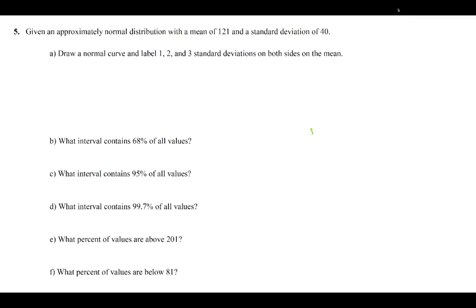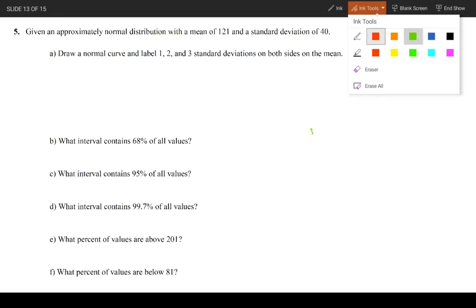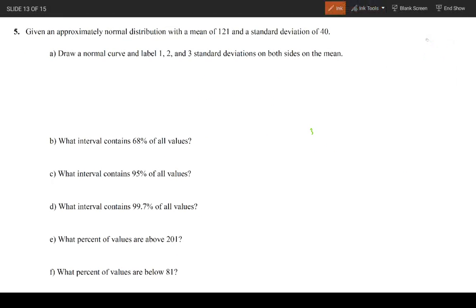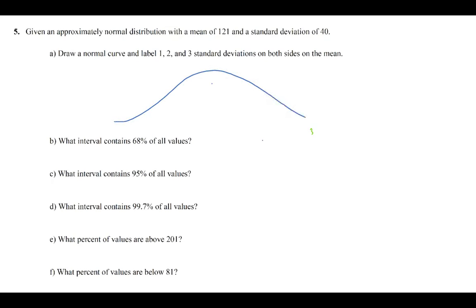All right, this is just a very basic question. Not really applicable, but it helps practice it nonetheless. It says if we have a normal distribution, mean of 121, and a standard deviation of 40, I'm going to go ahead and draw that. Again, it does not have to be perfect by any means. Mine never are. Go ahead and put our mean in the middle, 121. So we're going to label 3 standard deviations each way.